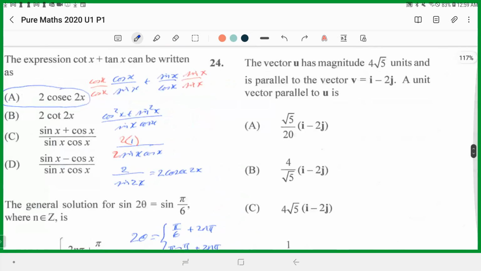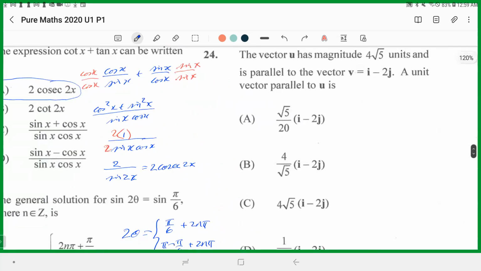It says the vector u has a magnitude of 4 root 5 and is parallel to this vector. It says a unit vector parallel to u is what? Parallel vectors are the same unit vector. So the answer is the unit vector of this. The unit vector of u is equal to the unit vector of v, because they're parallel, right?